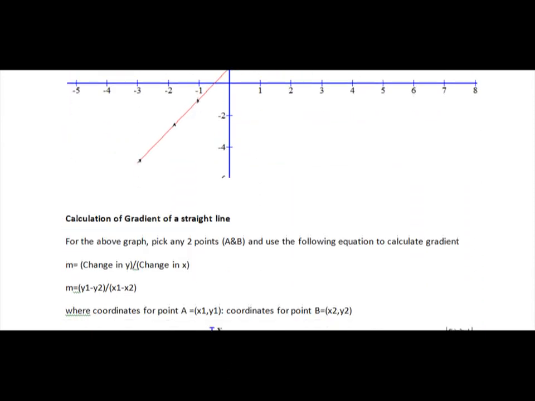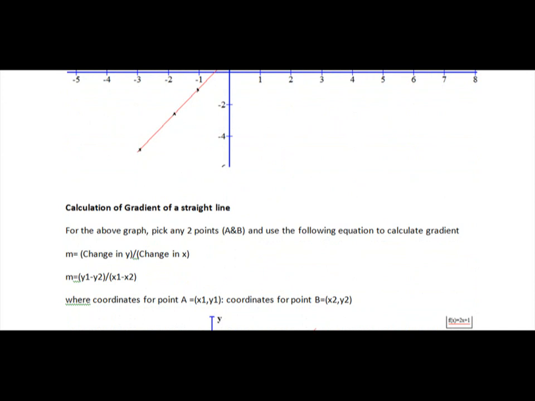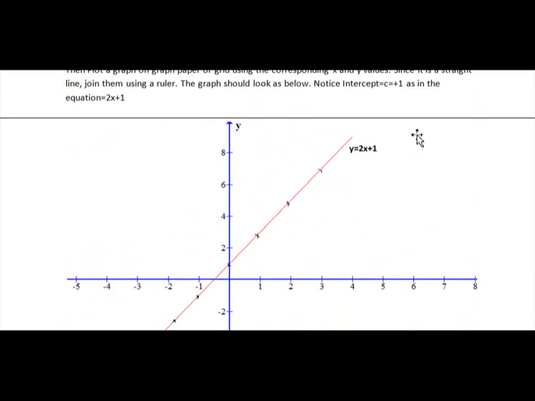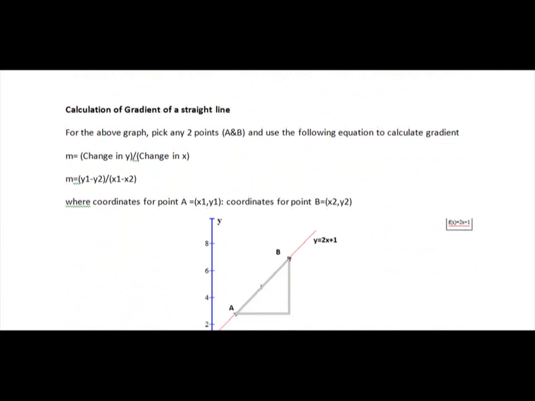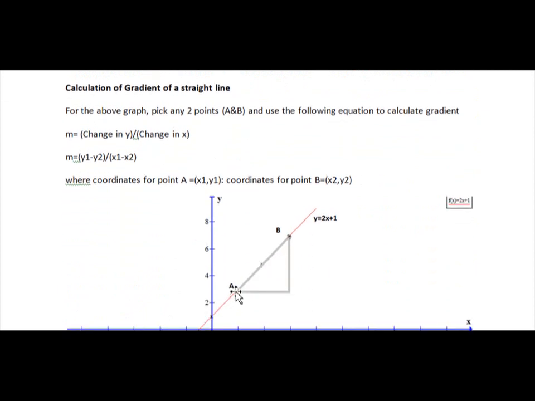Next, let's move on to how do you calculate the gradient. You say the gradient of this graph, y is equal to 2x plus 1, is equal to 2, since it's of the form y is equal to mx plus c. How do we know the gradient is 2? Simple. We pick any 2 points on the straight line, such as this one, A and B, and use the following equation to calculate the gradient. M is equal to change in the y divided by change in the x.